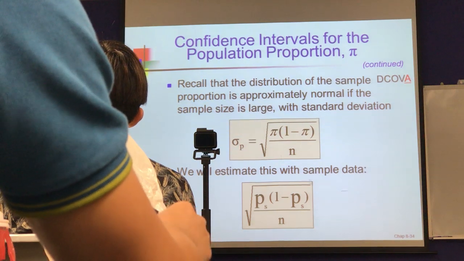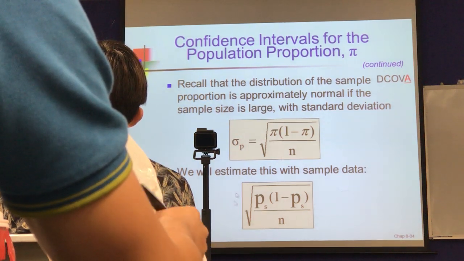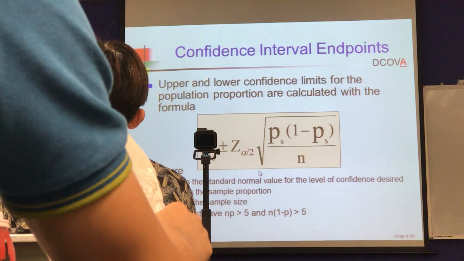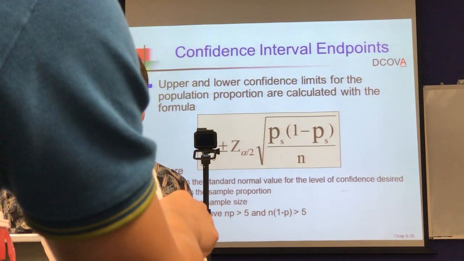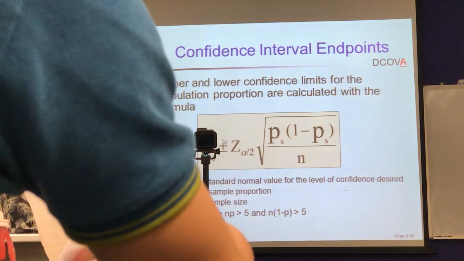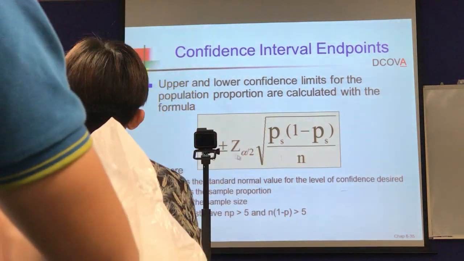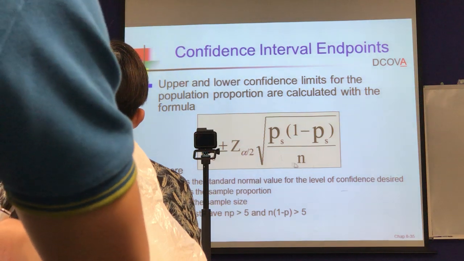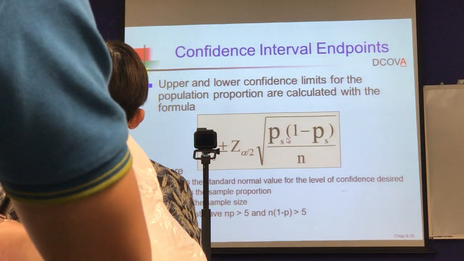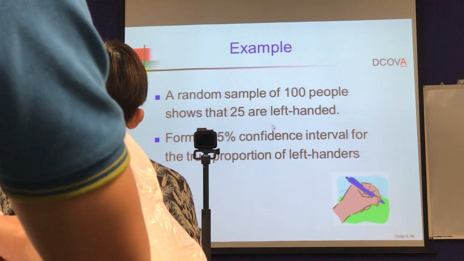But this is the standard error for the proportion. So you still have to satisfy this one here. And Ps plus minus, we always use Z for the proportion. And this is the standard error of proportion, which we learned earlier on. So let's apply this one here.